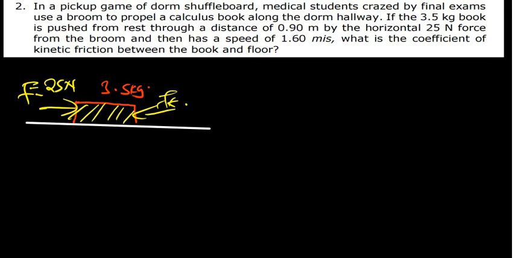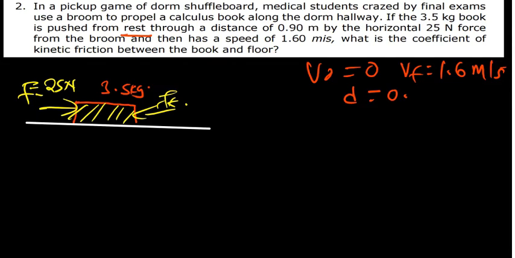Okay, now initially we know that they are saying that it was pushed from rest, meaning from rest the initial velocity is 0, then the final velocity is the one which have been given, 1.6 meters per second. What else do we know? The distance it moved is 0.90 meters. Now the question is, we need to find the coefficient of friction.